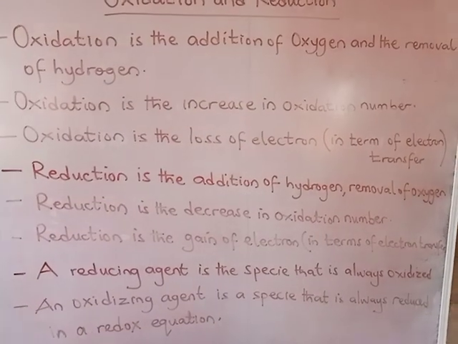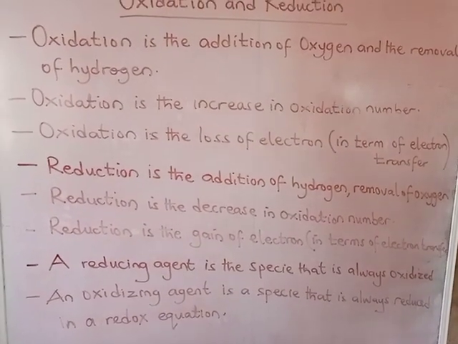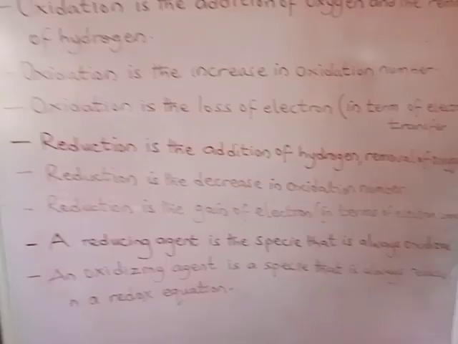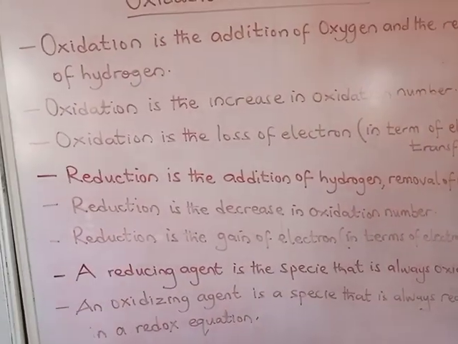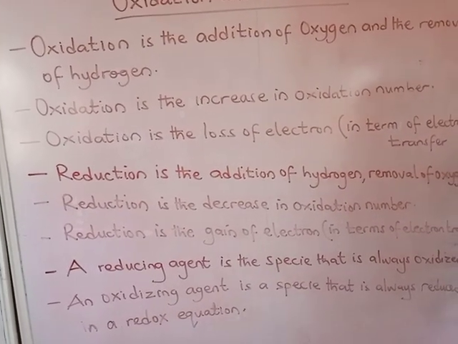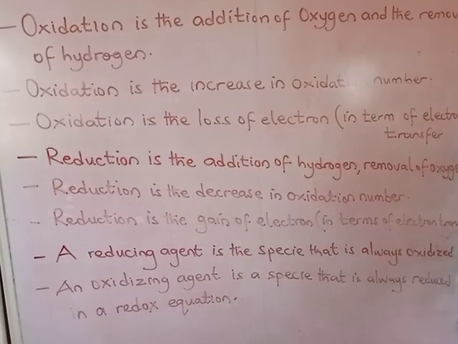You must know the three definitions of oxidation: the addition of oxygen, removal of hydrogen. When you see that there is an increase in oxygen, oxidation has taken place. When you see that there is an increase in oxidation number, oxidation has taken place. When you see that there is a loss of electron in terms of electron transfer, oxidation has also taken place.